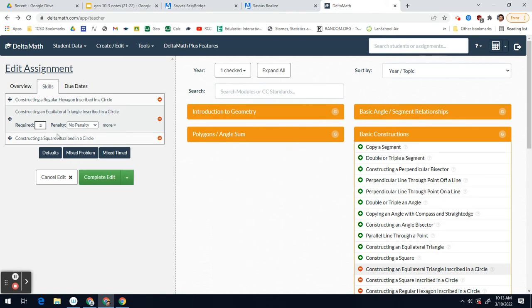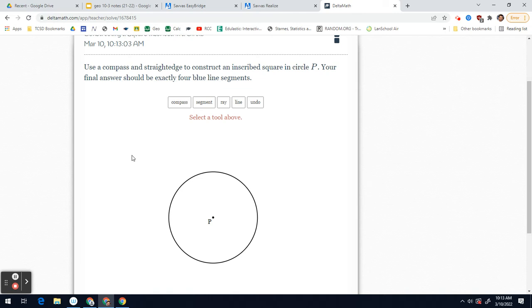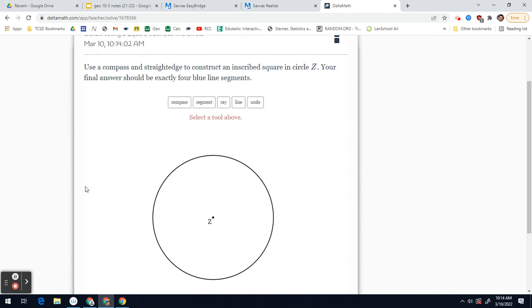Okay, and last but not least is the square. So the square is a little bit different, okay? So for the square here, right, we want to use the diameter and a perpendicular bisector of the diameter. Okay, so to begin this construction, I need to draw a line going through Z. Can't use a segment because it's really finicky. About 4 blue line segments make this square. So take the line tool, click on Z, go to the circle somewhere. There we go. So from this point to this point is my diameter.